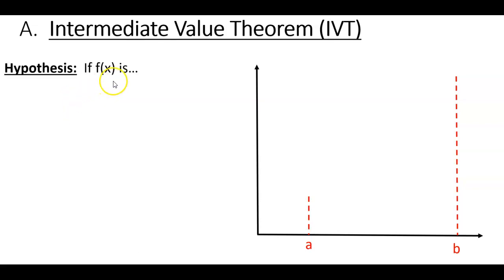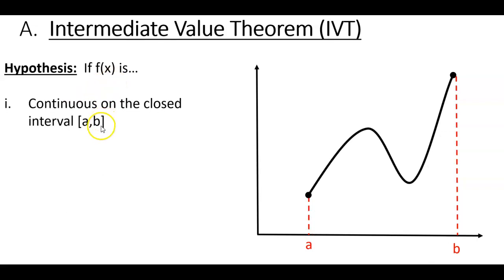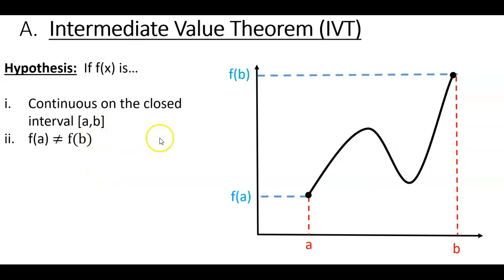If a function is continuous on the closed interval from a to b, so in other words, no holes, gaps, or jumps between these two x values, a and b. If that's the case, and the y values for each of those points, f of a and f of b, cannot be equal to each other. One has to be low and one has to be high. So it's continuous and you have two different y values.